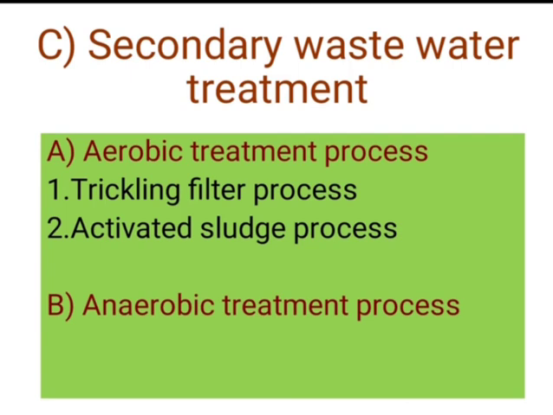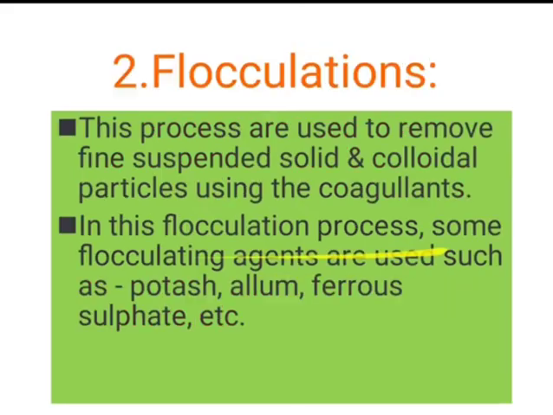This trickling filter method is very advantageous because the biological oxygen demand, that is BOD, removal is up to 85%, and it is useful for the treatment of industrial waste from dairy industries, food processing plants, pharmaceutical industries, paper mills, etc. And this trickling filter process is very time consuming. The next method is the activated sludge process.